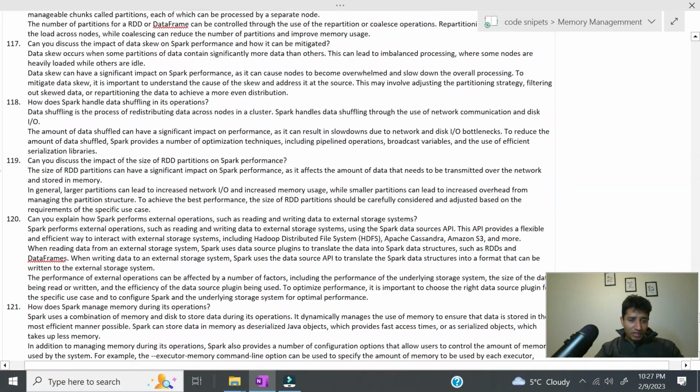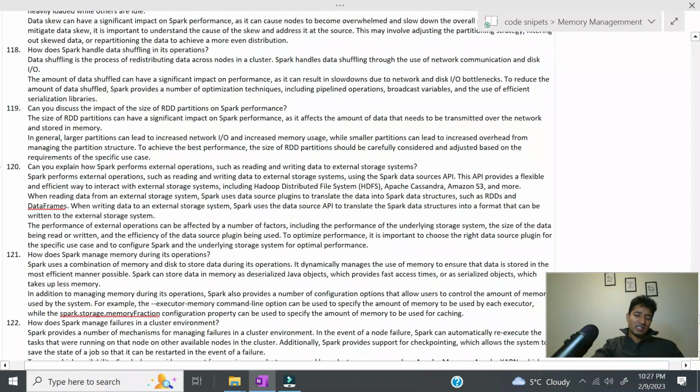Shuffling we have covered. Can you discuss the impact of size of RDD on the Spark performance? We have covered it, I think. If the size of the RDD is large, the tasks will be large, so it all depends. Larger partitions can lead to increased input output and increased memory usage, while small partitions can lead to increased overhead from managing the partition structure. So it means you need to have, let's say, 128 MB size or something, right?